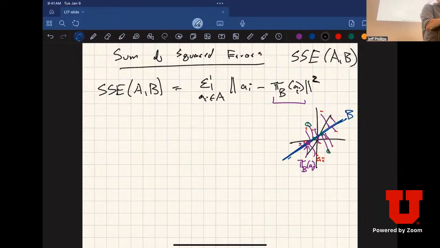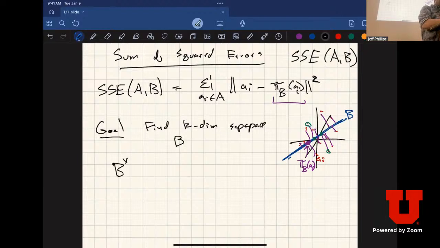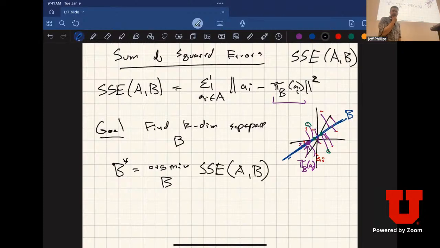Okay, and so my goal for this is to find a k-dimensional subspace B. In fact, I want to find B star, which is the arg min over all these subspaces B of the sum of squared error from A to B. So this is now what I want to solve.